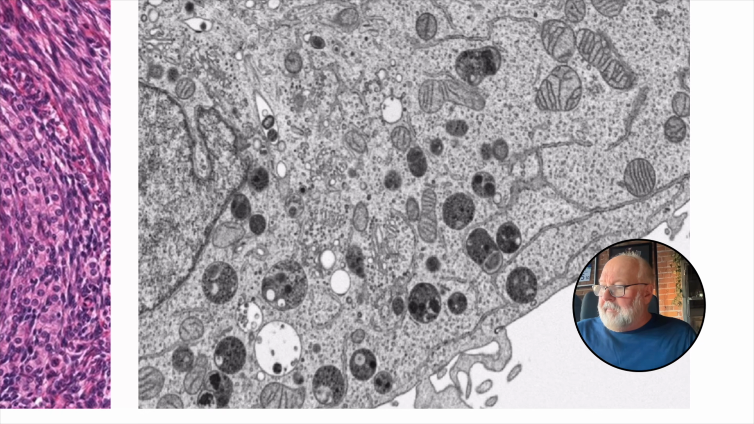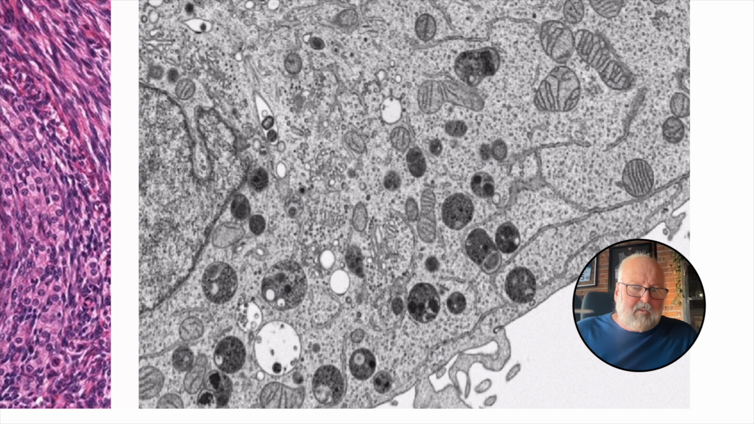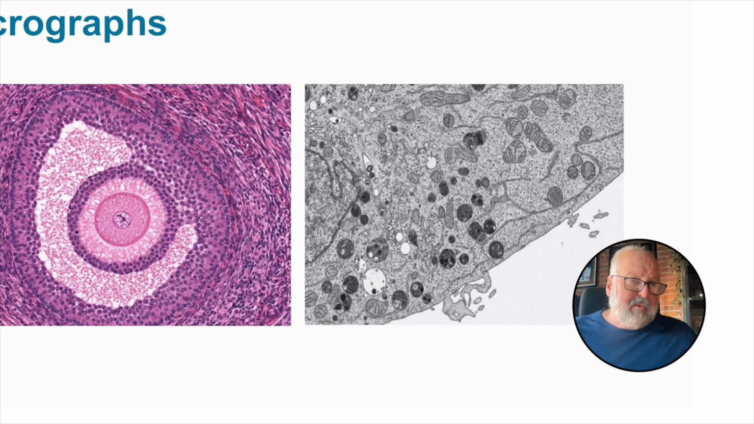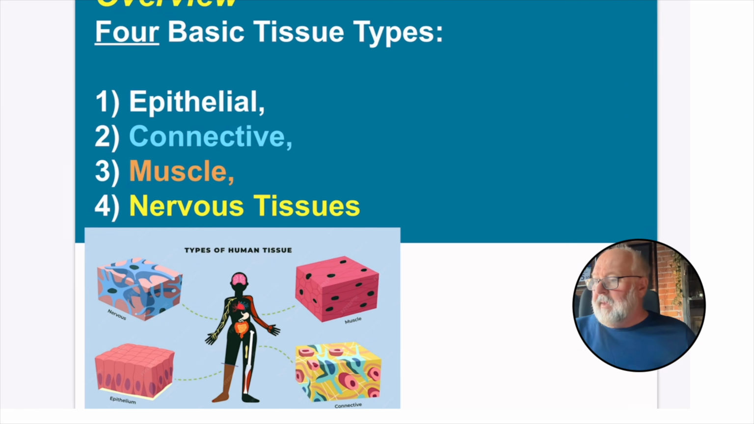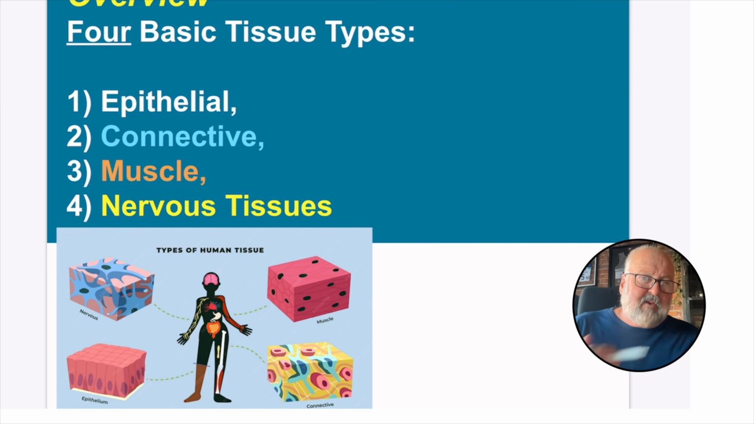Now here's an EM. You can see that we can go to a much higher magnification and get excellent resolution. Here we even see mitochondria and cell membranes. You can really see detail. Now, in general, most of you will be doing light microscopy. So let's start into tissues.